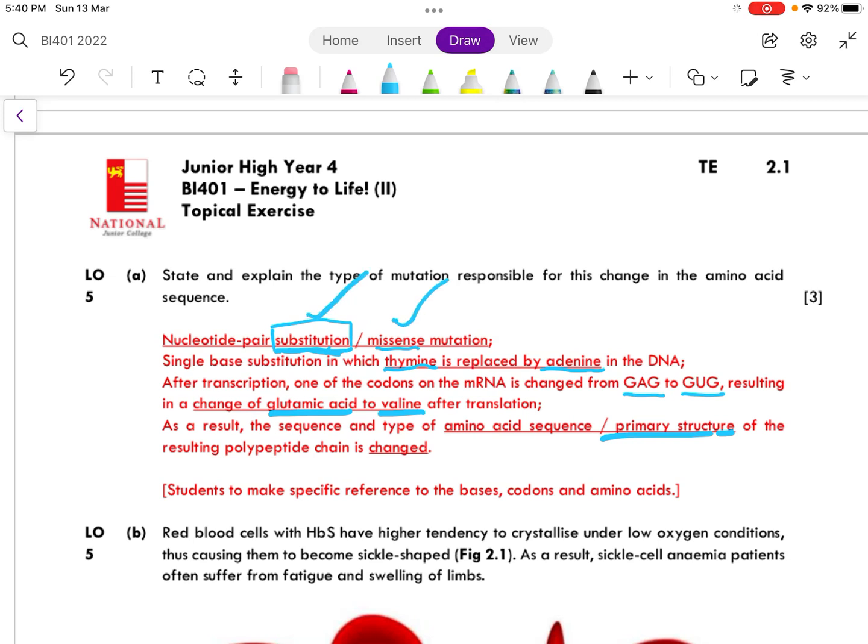Okay, so words that you want to use are substitution or missense. You want to elaborate what exactly was substituted in the DNA. Okay, what was substituted was thymine replaced by adenine. Okay, then you also want to mention what the amino acid change was from glutamic acid to valine. Then downstream you want to explain, how does changing the amino acid sequence affect the structure? Specifically affects the primary structure of the protein. Okay, and that's question A.